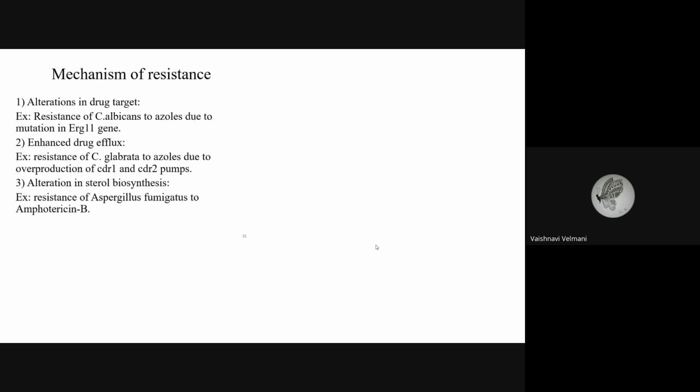B, echinocandins also. So then the mechanism of resistance, how it develops resistance. This is also almost the same mechanism. Alterations in the drug target, enhanced drug efflux. Enhanced drug efflux is when the drug gets thrown out by the organism. Then the alteration in the sterol biosynthesis. Sterol is the major component of the fungus. When the sterol biosynthesis is altered, then the drug cannot act efficiently. This is the resistance of Aspergillus fumigatus to amphotericin B.